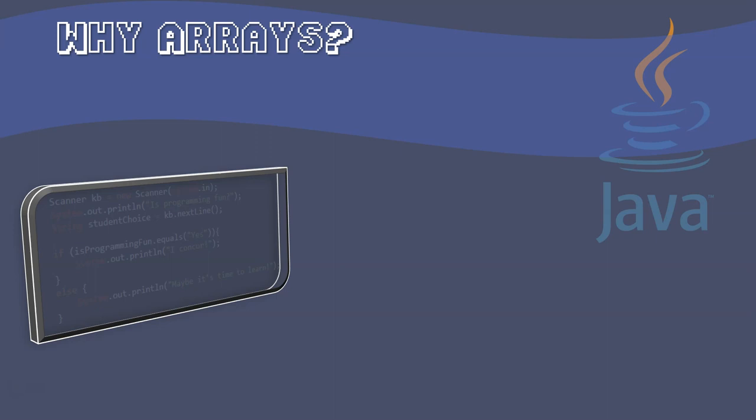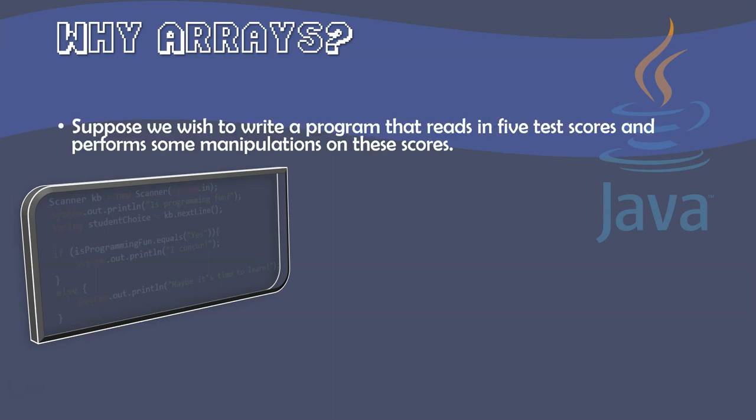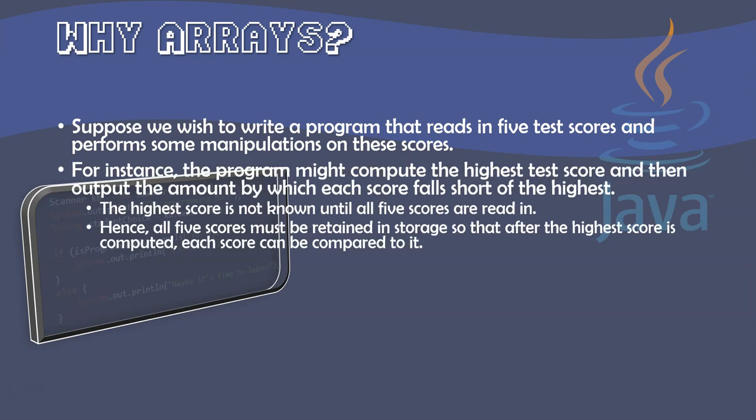So the question you might ask me is, why do I need to use an array? Why should I use it? I could just write a class or write a loop or something like that. Well, let's say, for example, we want a program that reads in 5 test scores and performs some manipulation, like maybe it's going to find the average of these scores, or maybe it's going to look for the max or the minimum. Let's say we want to look at the highest test score, and then we want to output the amount by which each score falls short of the highest, so we're looking for the range for them.